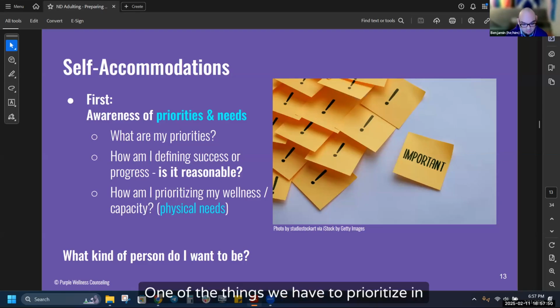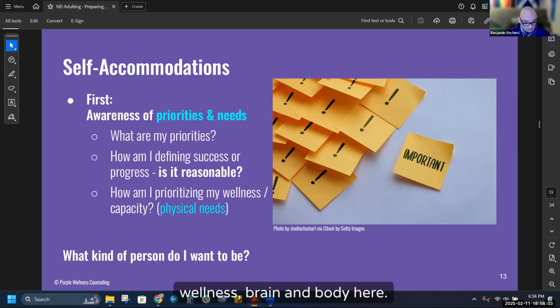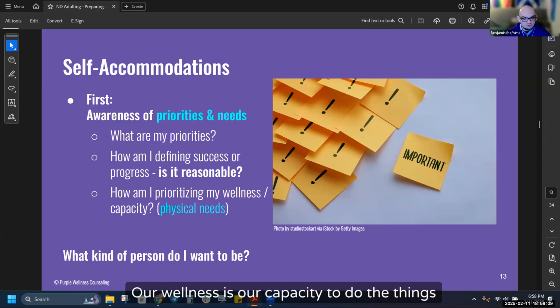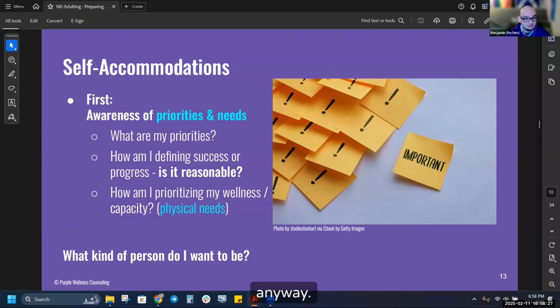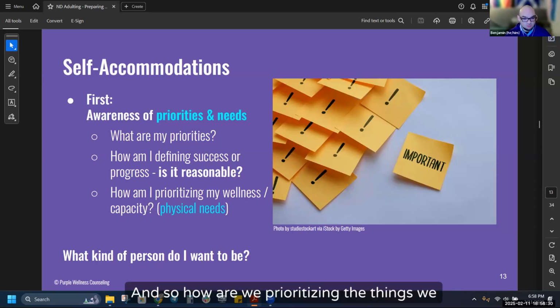One of the things we have to prioritize in that process is our physical wellness. Often wellness can be kind of dismissed as kind of this frou-frou thing that you do on the weekends, maybe when you can. When we really need to reframe wellness, particularly, and when we're talking about wellness, brain and body here, our wellness is our capacity. Our wellness is our capacity to do the things that we want to do. And so when we are taking care of our wellness, we are doing what we can to ensure we have capacity for the things that we want to do, so that we have the capacity to be the kind of person that we want to be, because life will kind of dictate a lot of that for us automatically. If we're not planning, life will happen anyway. And so how are we prioritizing the things we want out of our lives so that we can make sure we're working towards them?